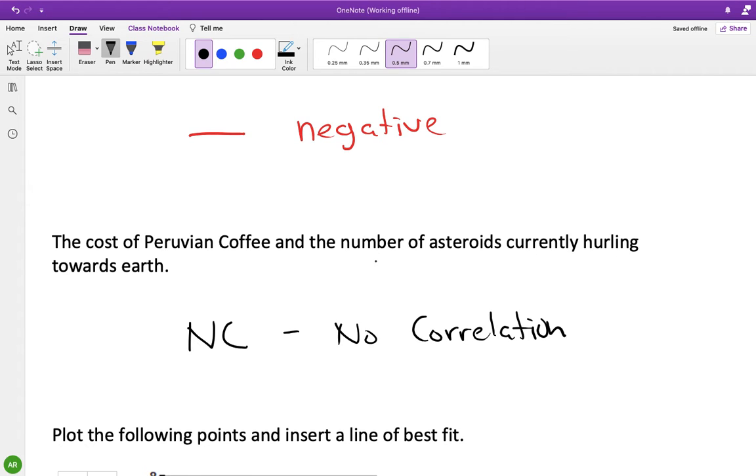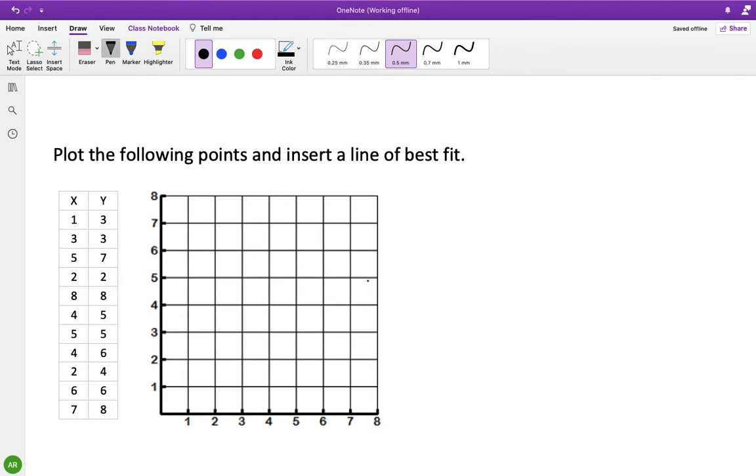All right, now let's talk about line of best fit. What we're going to do is quickly plot these points and insert a line of best fit. In the next video, we're going to do the same thing, but we're also going to add an equation. We're going to do it two different ways, but right now we're just worrying about putting a line in there. Okay, so plot the point.